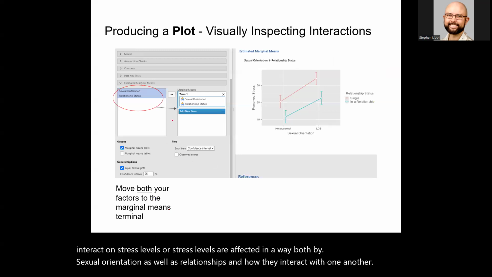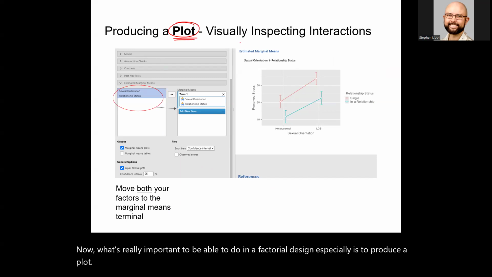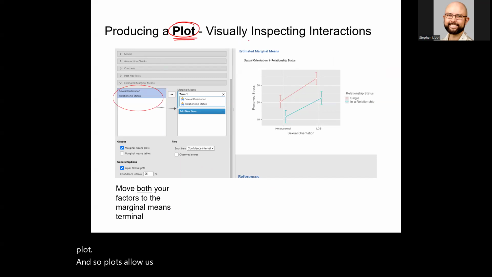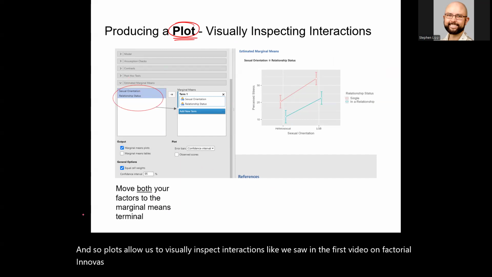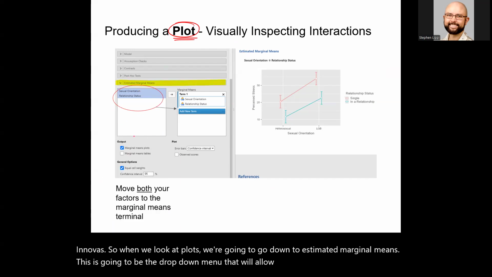Now, what's really important to be able to do in a factorial design especially is to produce a plot. Plots allow us to visually inspect interactions like we saw in the first video on factorial ANOVAs. When we look at plots, we're going to go down to estimated marginal means. This is going to be the drop-down menu that will allow you to produce a plot.